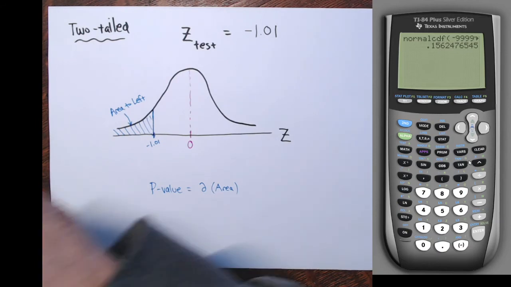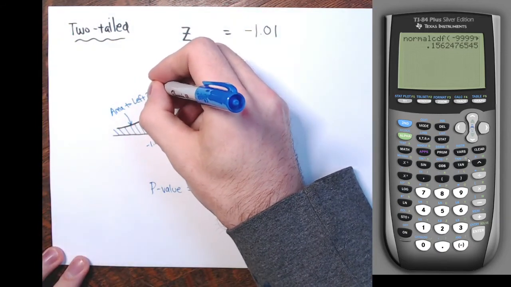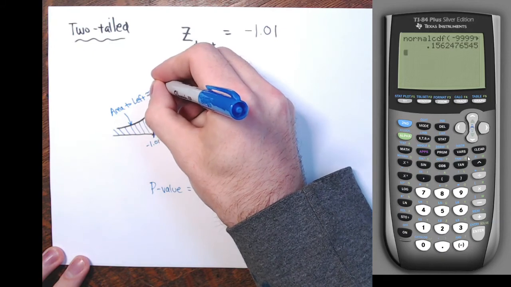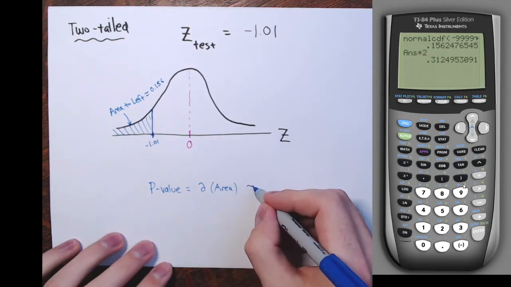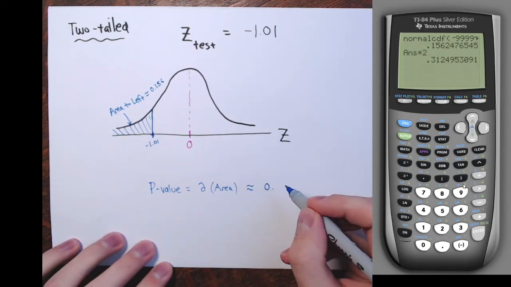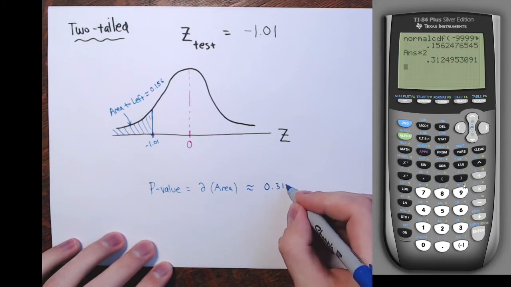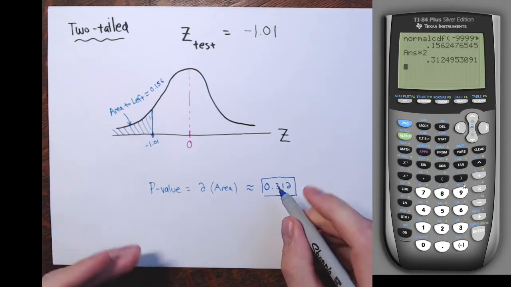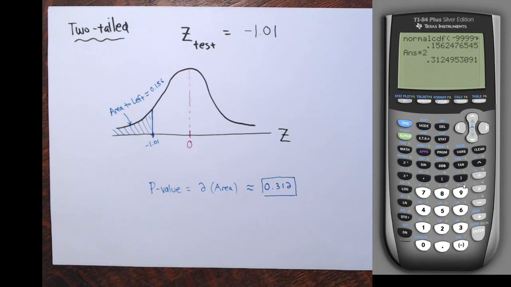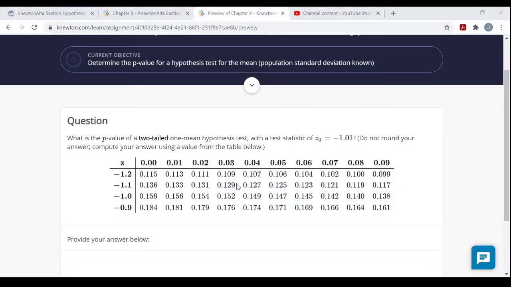So this area to the left is approximately 0.156, so almost 16%. But then for the p-value, because it's a two-tailed test, I'm going to multiply this answer by 2. So the p-value is approximately 0.312, 31%. And then I would compare this p-value to alpha to decide whether or not I'm going to reject the null hypothesis. But this is all we were asked for here, the p-value.